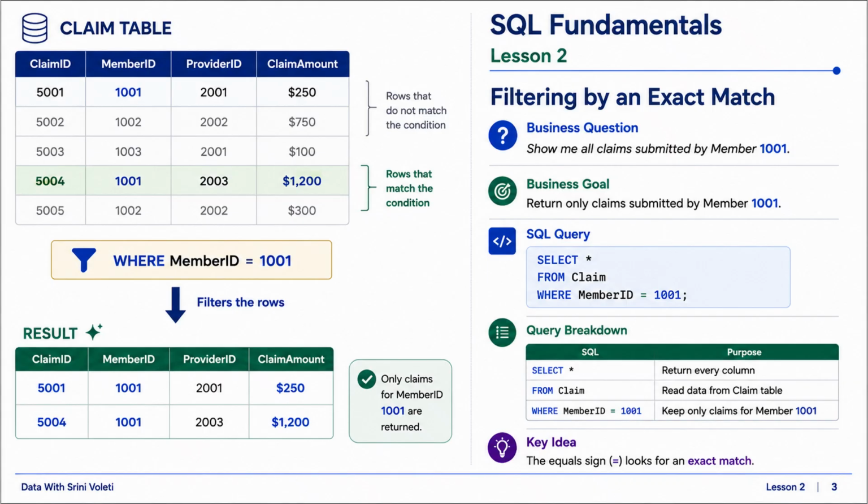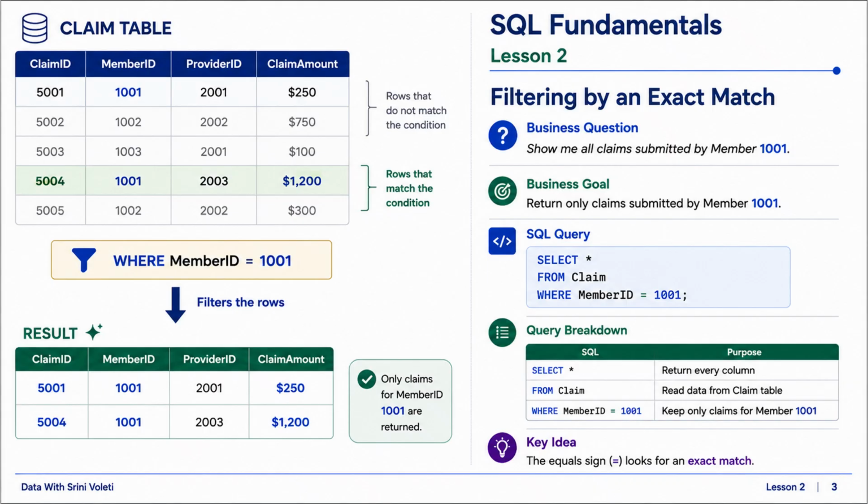Next we come to claim 5004. Once again the member ID is 1001, so SQL keeps that row as well. Finally, claim 5005 belongs to member 1002, so it is not included in the result. Notice what SQL is doing behind the scenes. It examines every row in the table and asks the same simple question. Is the member ID equal to 1001? If the answer is yes, SQL includes the row in the result. If the answer is no, SQL moves on to the next row.